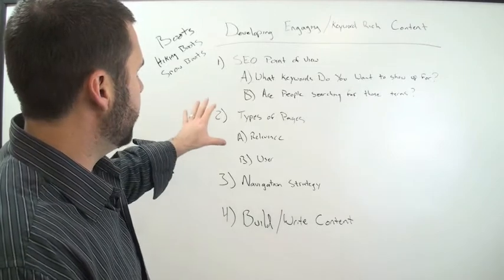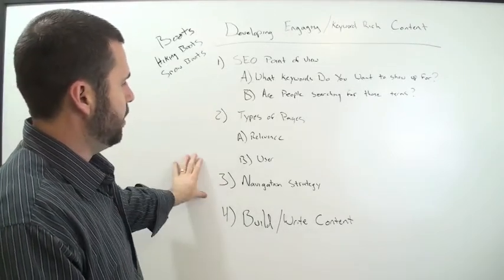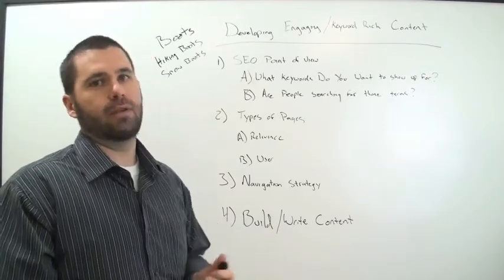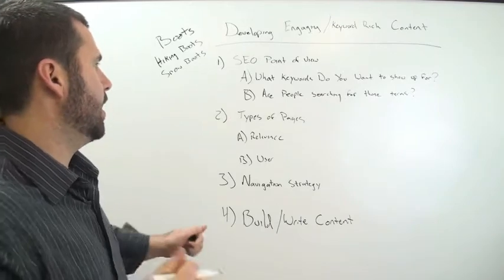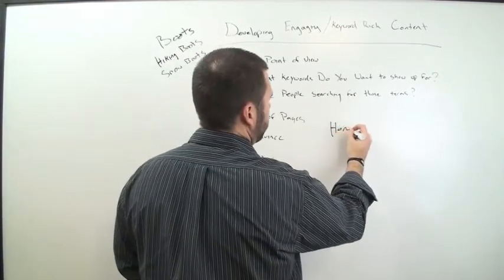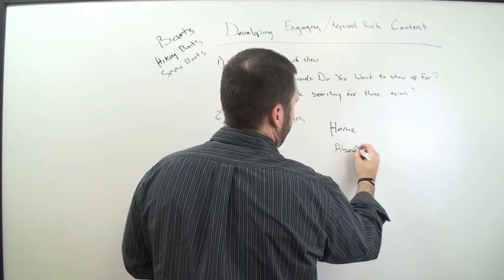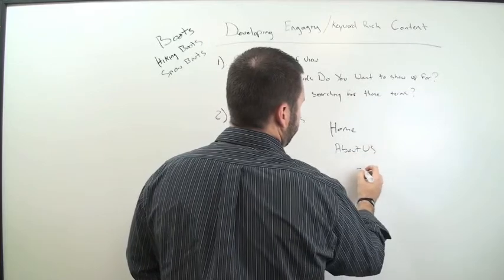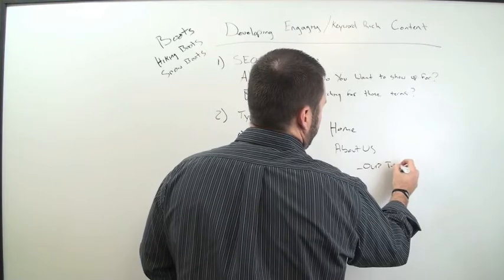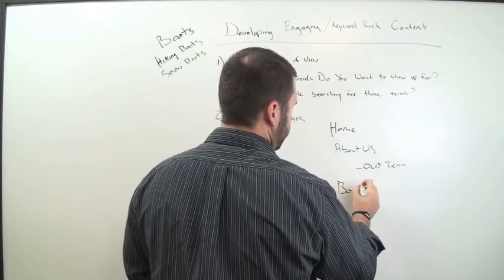Now that we have a list of the types of pages that we want, let's go into navigational strategy. Navigational strategy is just the strategy and the layout of the site. An example would be, you have a home page, then an About Us page. And then you may break this About Us page out into our team, things like that.